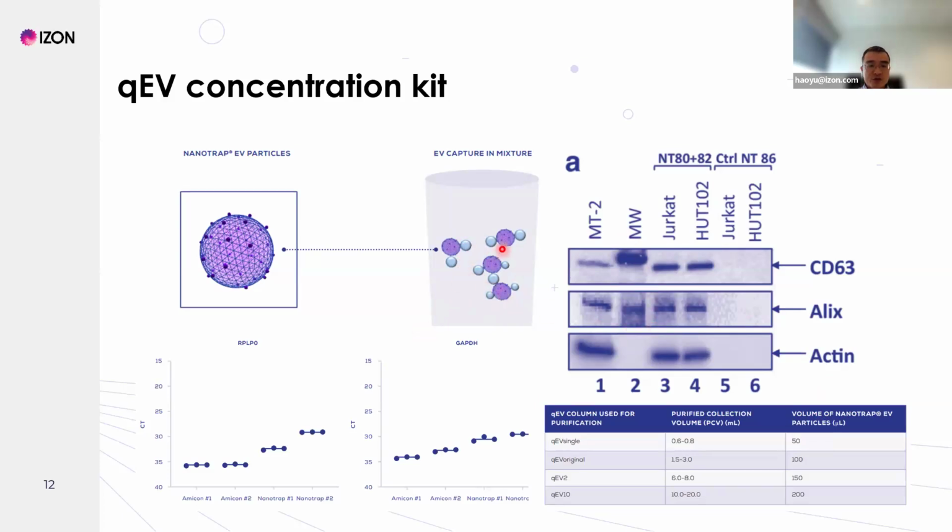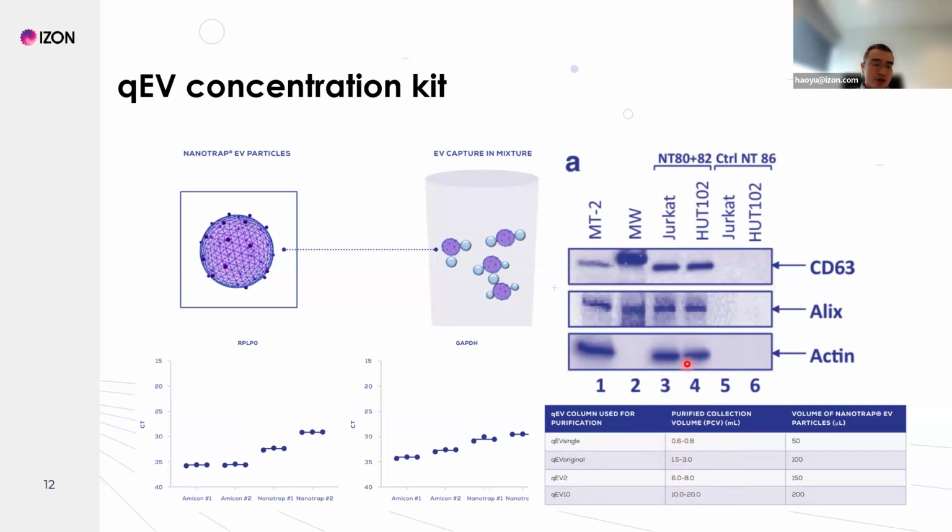As you see, the efficiency is very high compared with the Amicon columns. You can see the Amicon columns by RT-qPCR only got a CT value of around 35, but in comparison, by using the nanotrap particles, the CT value is less than 30, sometimes less than 26. And as solutions in the flowchart, we provide a guideline to customers to follow, adding different volumes of the nanotrap particles following the QEV columns.